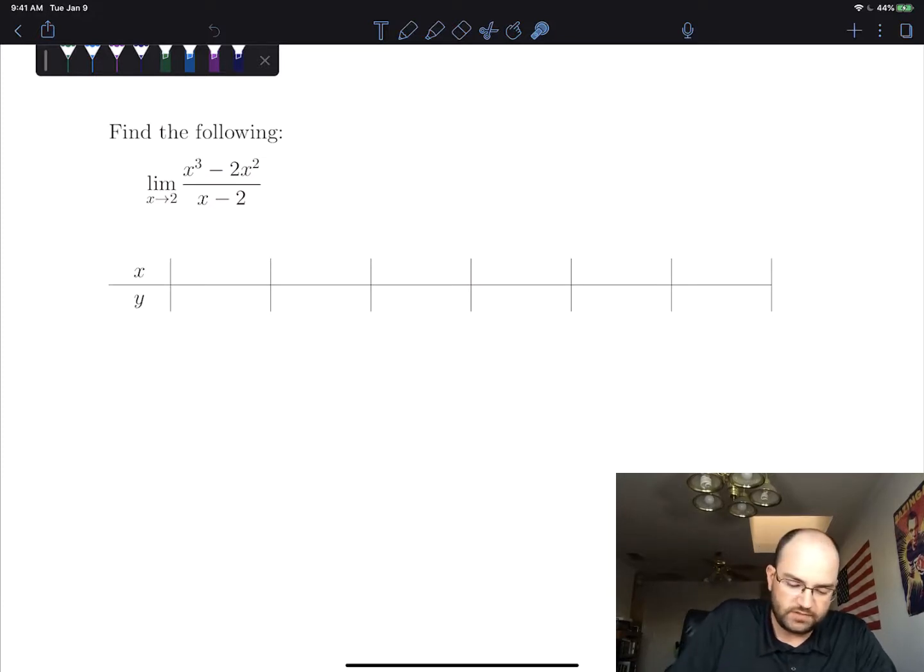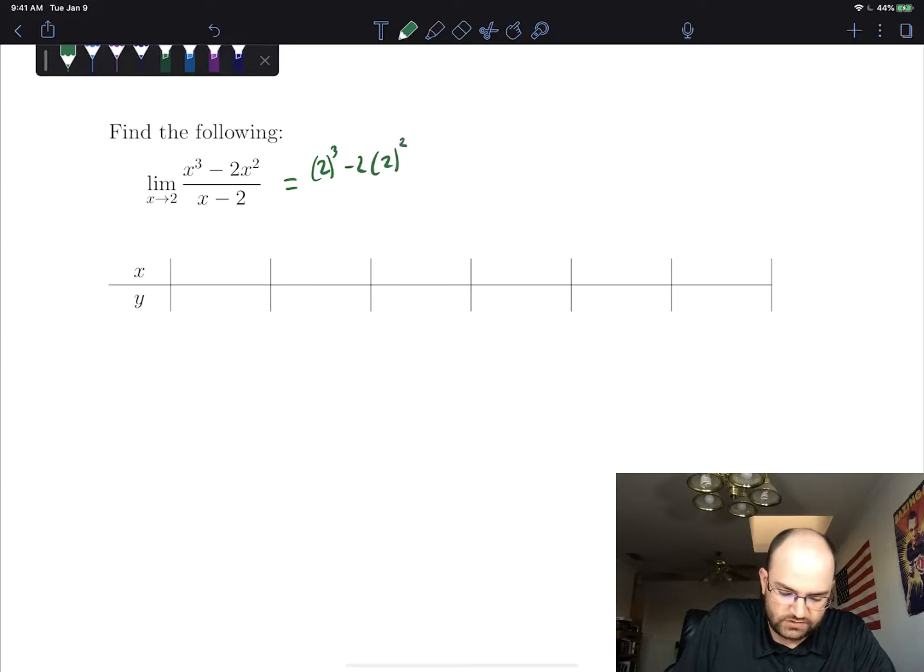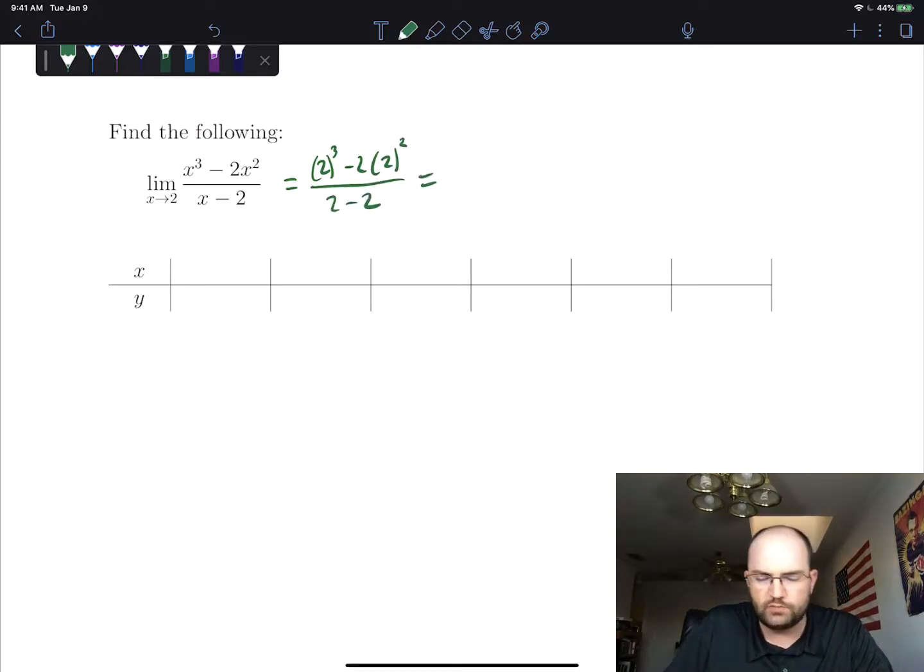Unfortunately, that doesn't work because if you plug in 2 for everything here, that's going to give us in the numerator 2 cubed minus 2 times 2 squared, all over 2 minus 2. And when you simplify both the top and the bottom, you're going to get 0 over 0. And that's undefined because we have 0 in the denominator. But even more important, because this is 0 over 0, this is telling me that something else is happening other than the limit not existing.